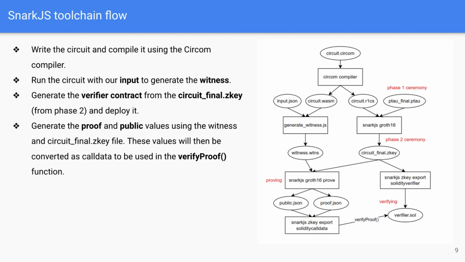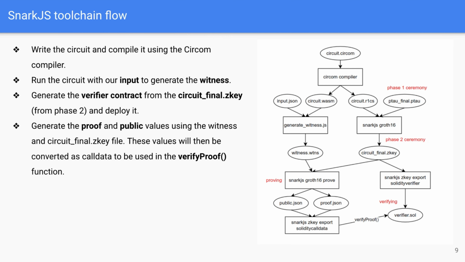And the overall flow of using SnarkJS can be illustrated in this figure. In the first step, we need to convert our problem into the circuit and compile it using the Circom compiler. Two files will be generated. The first one is the WebAssembly file to run the circuit and generate the proof. And the second, the R1CS file, contains all of the constraints in our circuit that will be used to generate the zkey file during the phase 2 ceremony and the verifier Solidity contract.